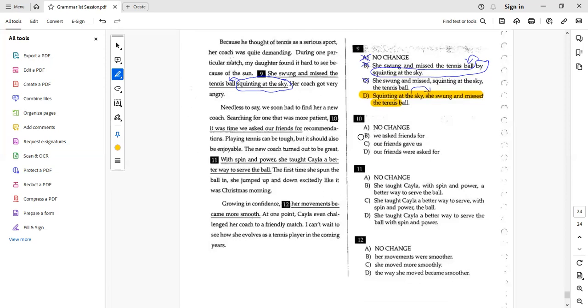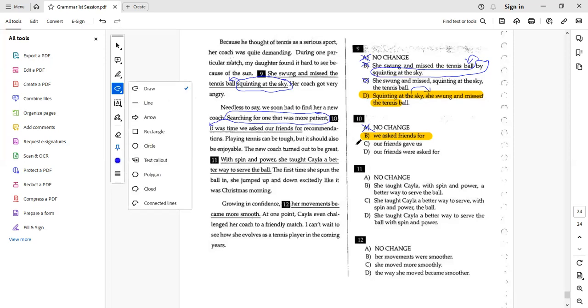Number 10. I'm going to read the sentence: "Searching for one that was more patient." Yes, this is the modifier after the comma, so it must modify what comes after the comma. So that one is wrong. Searching can be for "we," right? Yes. Searching can also be for "friends," right? So it can be any of three of them.